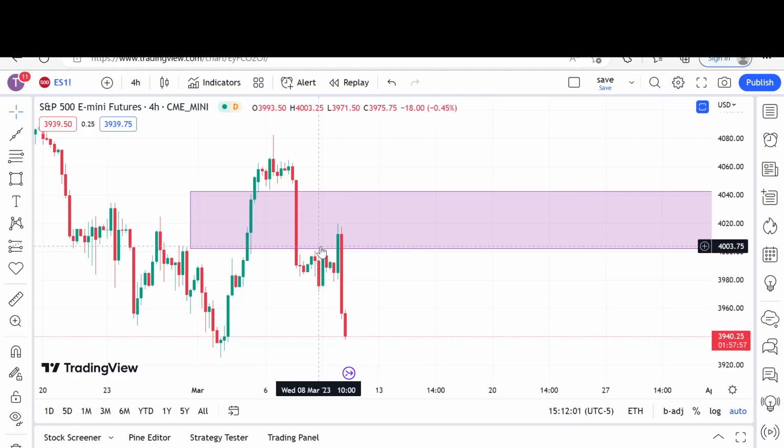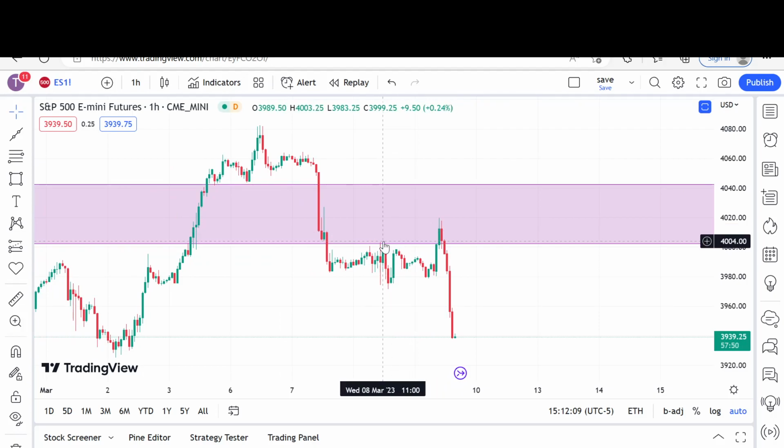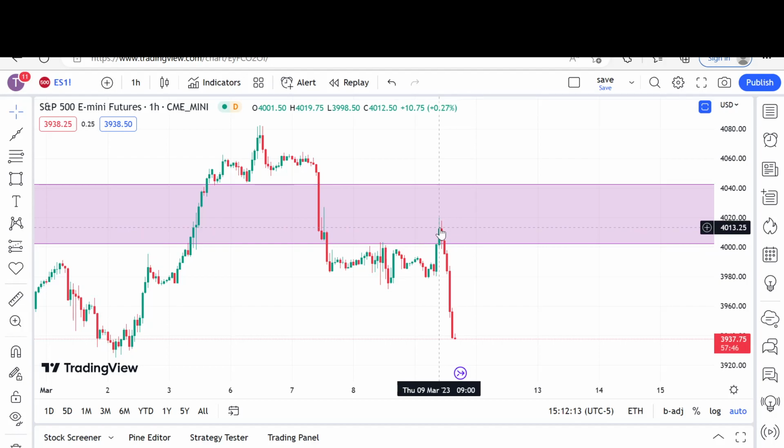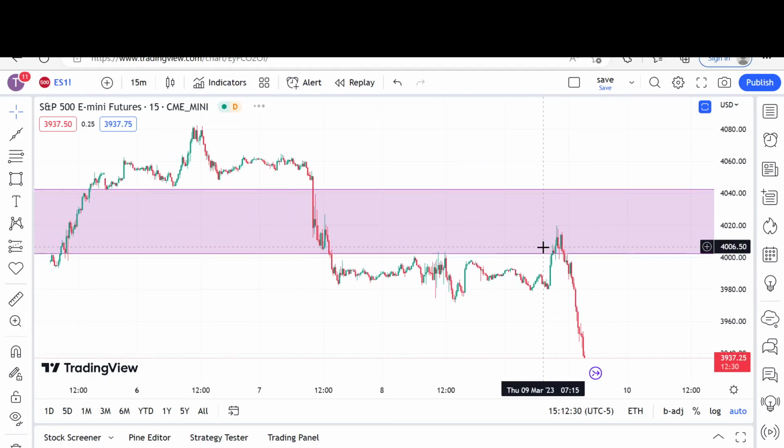So we have this 4-hour level right here. Boom, it purchased it, trades up into that imbalance. Right here on the 1-hour chart now, same deal. There's that high that got taken out. We sweep those buy stops, traded up into that imbalance. Then the 15-minute, same deal. There it is displayed on a 15-minute chart now.